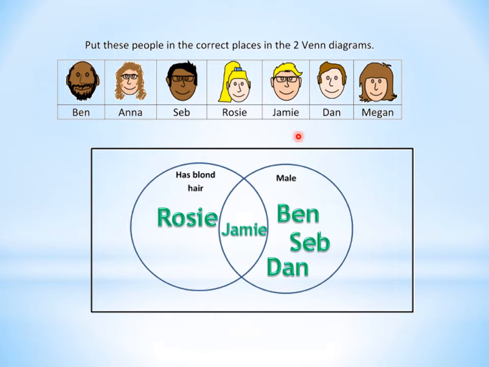Okay. Now let's check. Did any of the names not fit? Ben, I already wrote Ben. I wrote Anna. No, I didn't. So where shall Anna go? Anna will be outside the two circles, but inside the rectangle. Why? Because Anna doesn't have blonde hair and she's not a male. So she doesn't fit in any of the two circles. I will write her here outside.